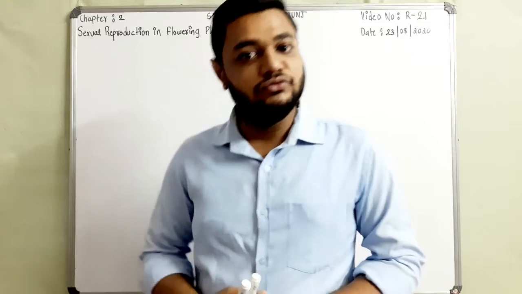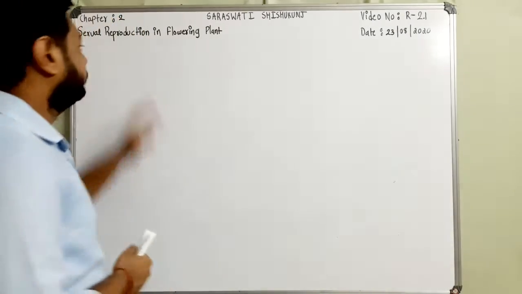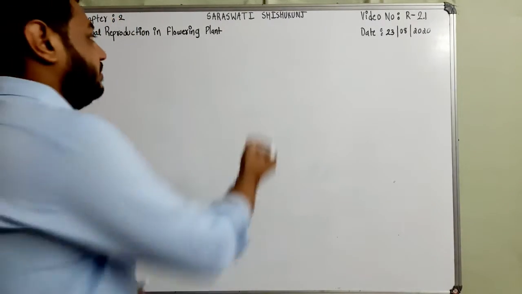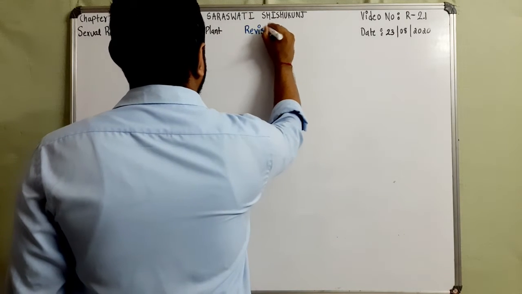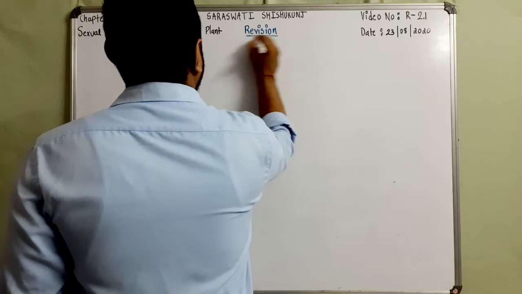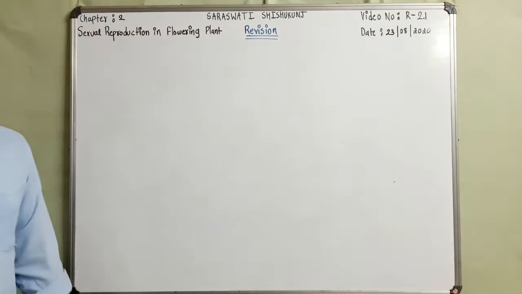Today we are going to do the revision of chapter number 2, sexual reproduction in flowering plants. This chapter is already taught to you in the class. Now we are revising the chapter.